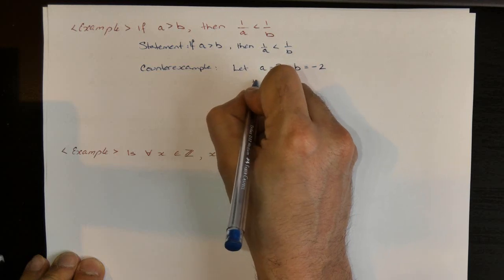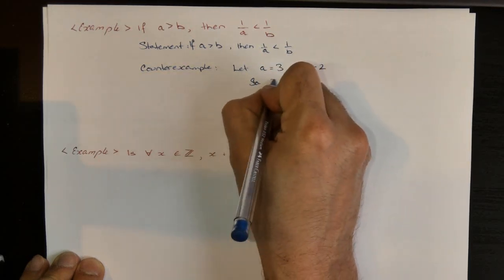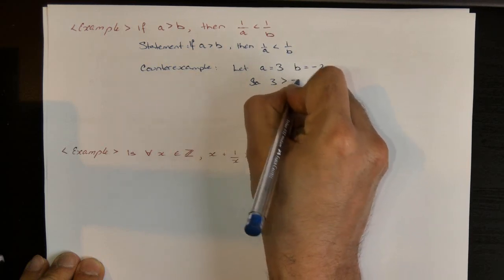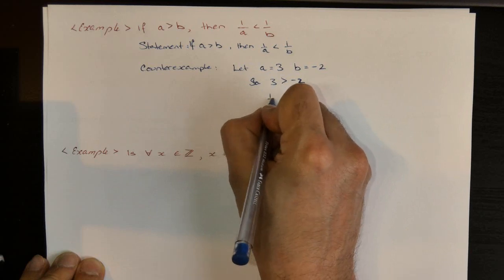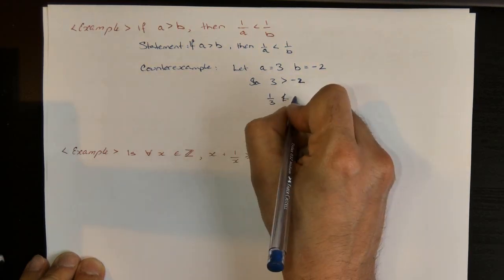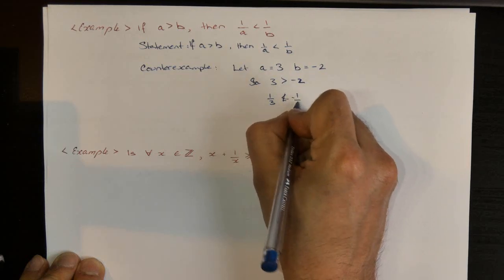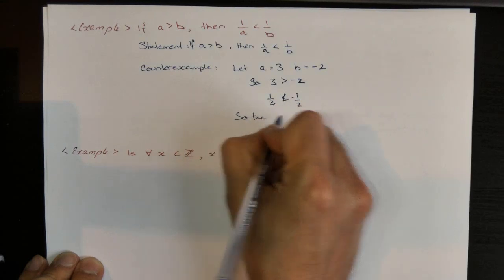Well, 3 is greater than -2, but then we also have that a third is not smaller than -1/2. So the statement is not true.